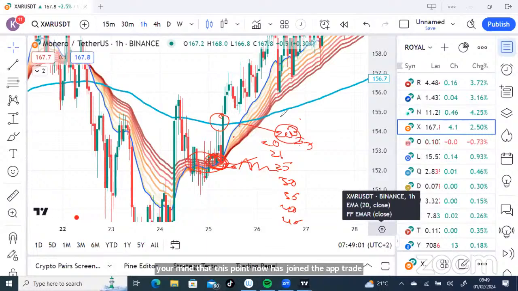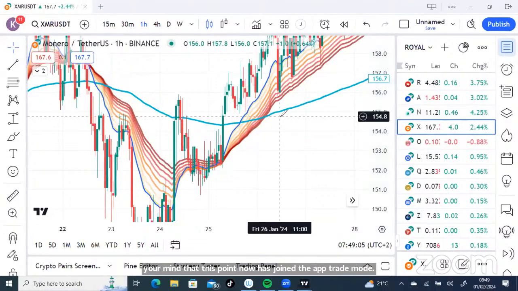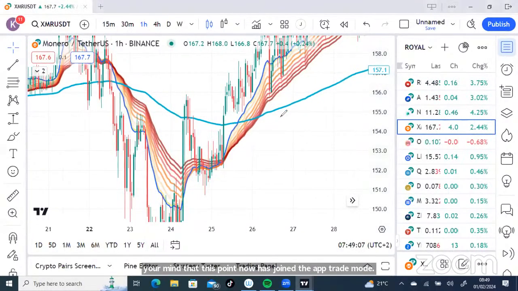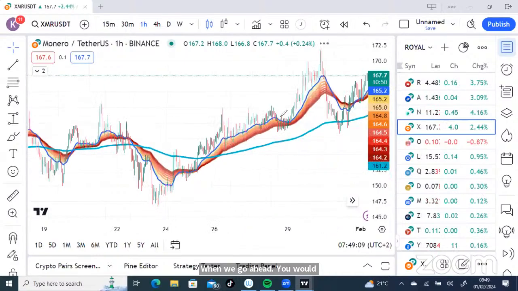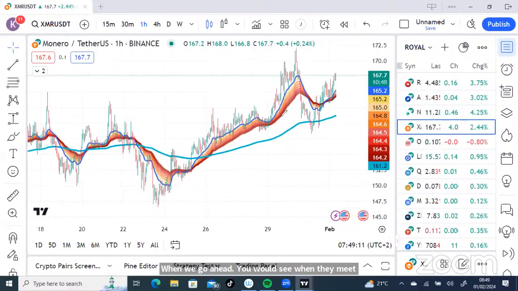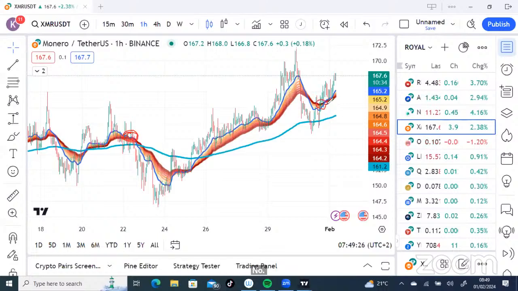Now, when we go ahead, you could see when they meet above, like here. I don't know if you guys can see. When they form their meetup like here, then understand this coin is going to go down. Now, the rainbow, or they have met here, what should we expect? Some answers in the chat.